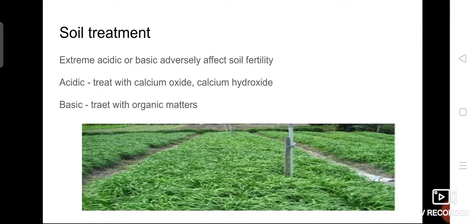So when the soil is too basic, we have to add organic matter, because it has acid and it will neutralize the reaction. When the soil is too acidic, we have to use bases such as calcium oxide and calcium hydroxide, so that they will react with that acidic substance and neutralize the soil. So the crop productivity will be increased. Okay, so these are the neutralization reactions happening in our day-to-day life.